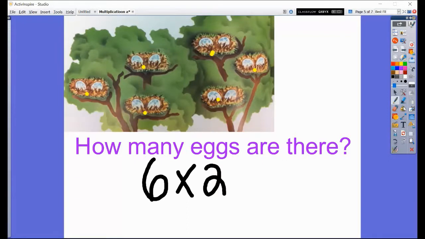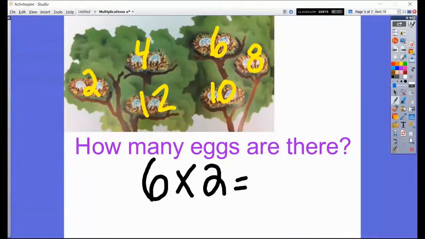Now I'm going to go back and skip count, because multiplication is super quick skip counting once you memorize your facts. Right now, we're using strategies and figuring out what exactly multiplication is. So we are going to go 2, 4, 6, 8, 10, 12. That means that 6 times 2 is 12.